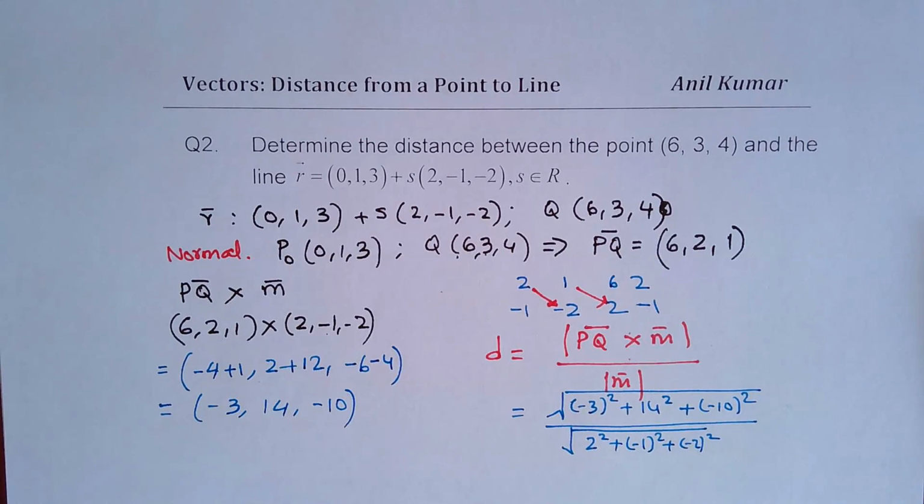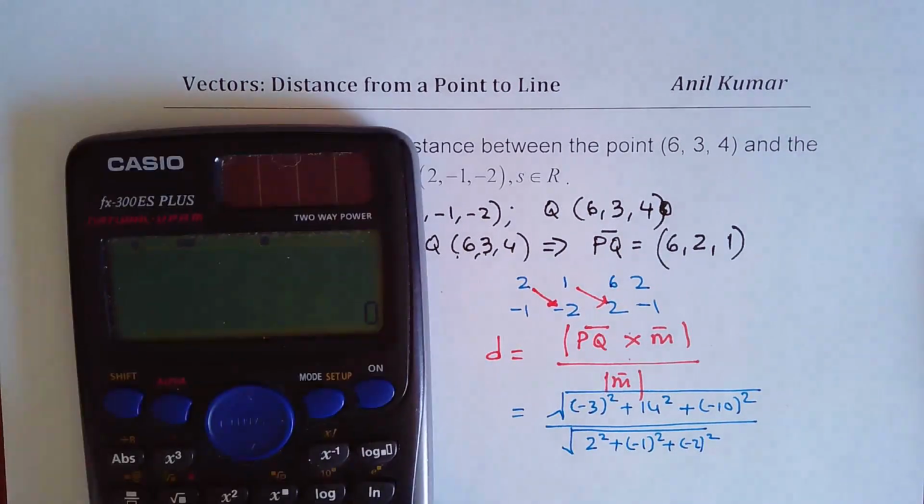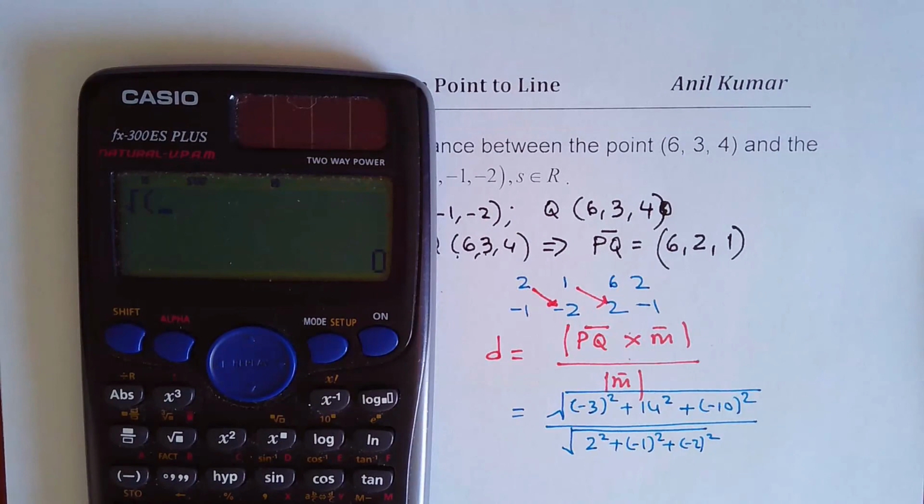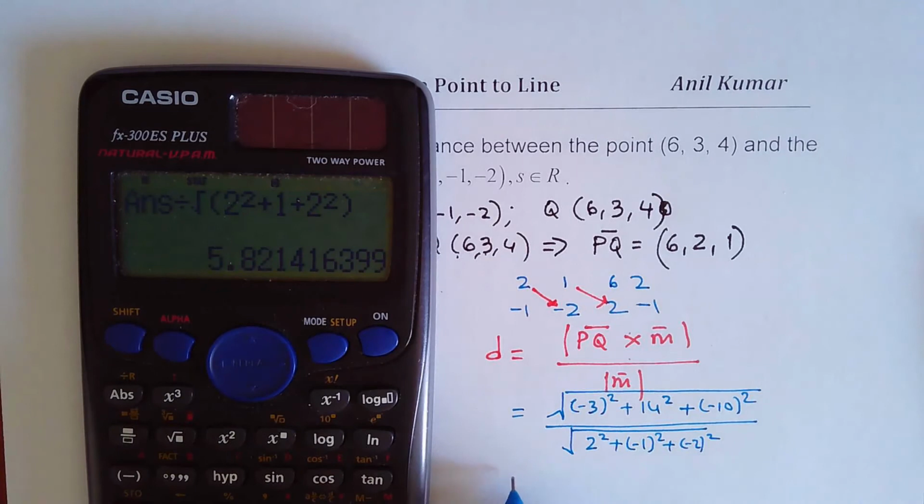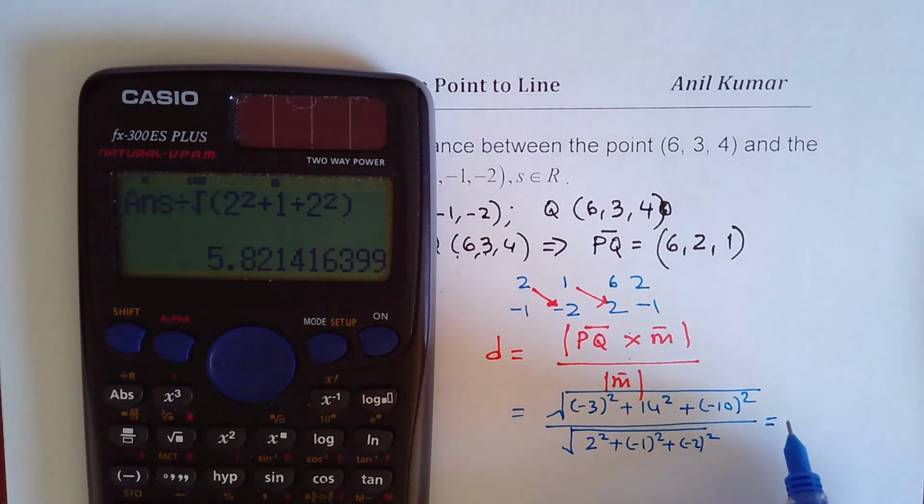So let's find this out. We have the square root of, in the numerator, 3 square, all become positive, plus 14 square plus 10 square, divided by the square root of 2 square plus 1 plus 2 square. So we get this answer as equal to 5.82.